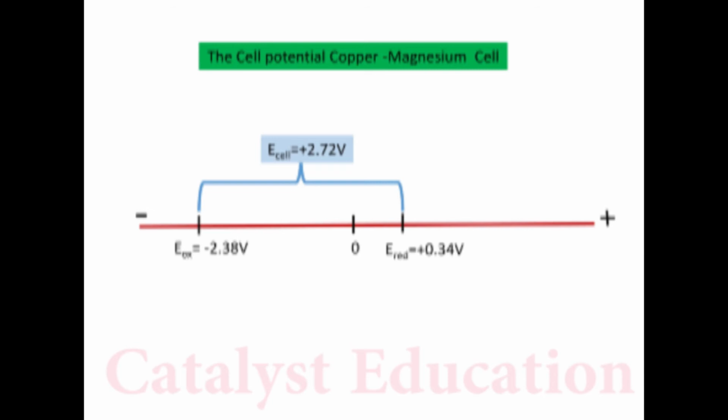Calculations of standard cell potentials of the copper-magnesium cell using the number line. The electrode potential given for copper is positive 0.34 volt. This is on the right side of 0 in the number line. The electrode potential given for magnesium is negative 2.38 volt. This is on the left side of 0 in the number line. The geometric difference between these two is the cell potential, which is 2.72 volts, as shown in the number line.